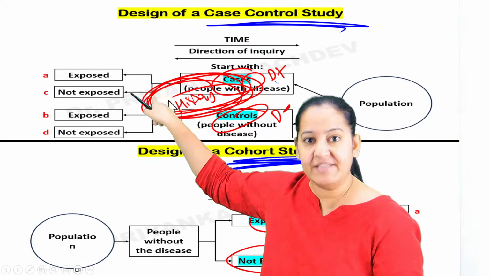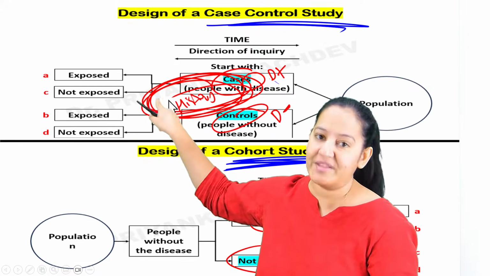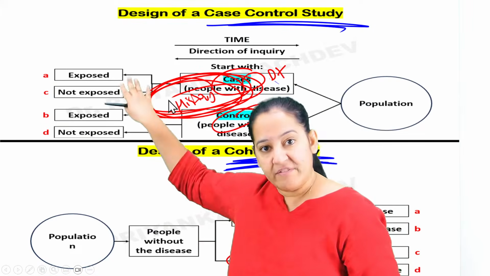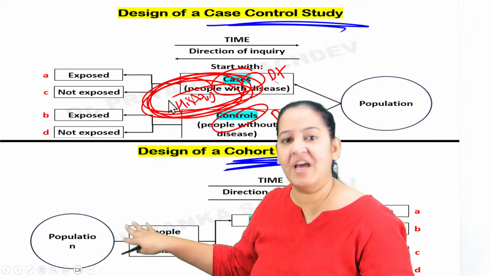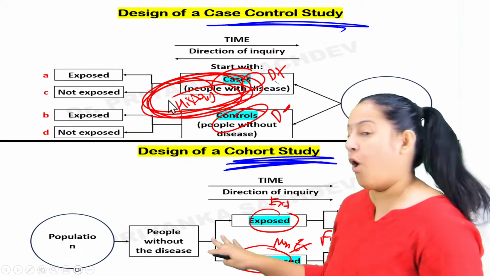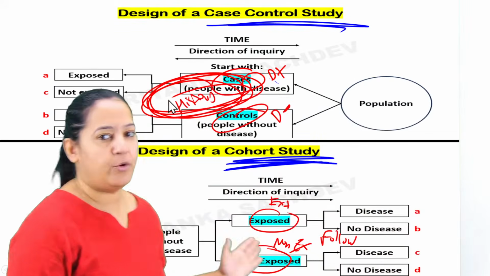So the advantage is it's cheap, it's inexpensive, it's fast, there is no ethical problem. But the disadvantage, there is always a recall problem. Now, whatever the disadvantage here is the advantage there, whatever the advantage here is the disadvantage there. You are getting my point. So in cohort study, we are doing the follow-up. Here we are doing the follow-up in the future.